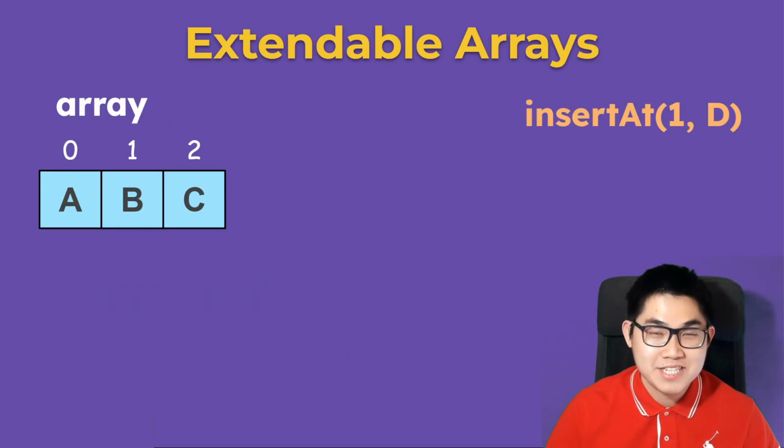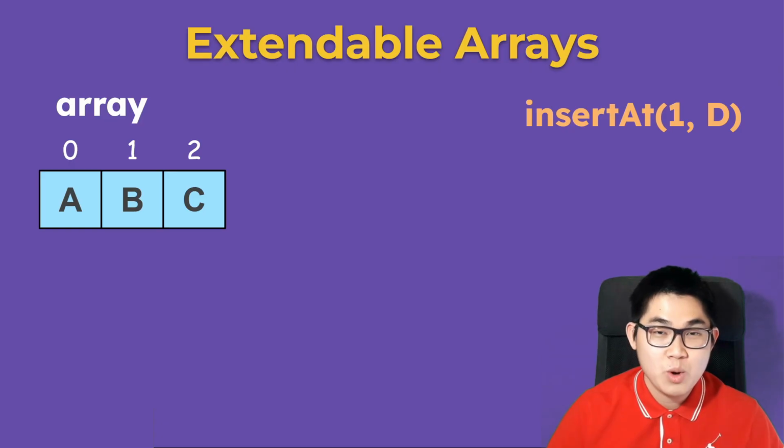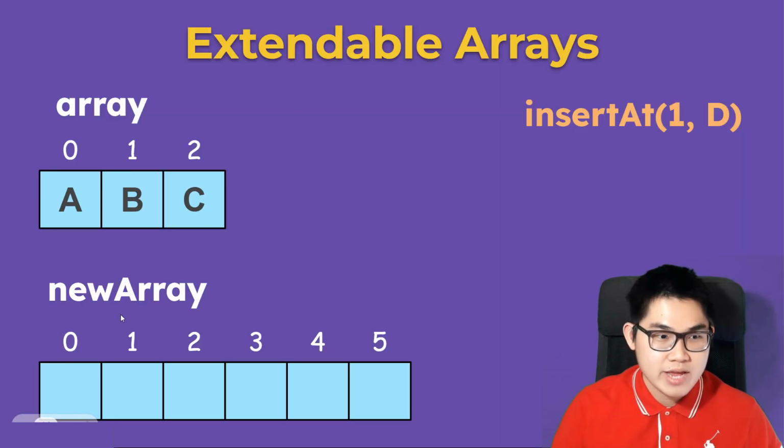Now, let's go through step by step how the extendable array grows by itself. We want to insert D at index 1. The array notices that it is full because the size is 3 and the capacity is also 3. So when the size is equal to the capacity, this means the array is full. What it's going to do is create a new array, and it's going to double the length. So now it has length 6. The next step is to copy the content from our array into the new array.